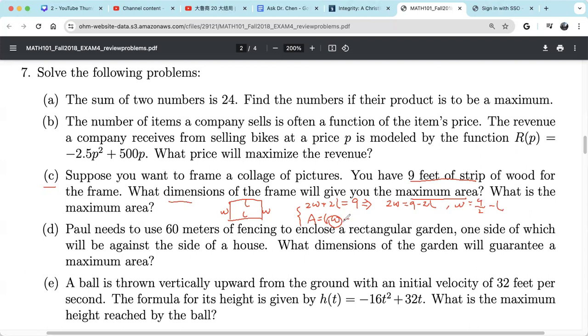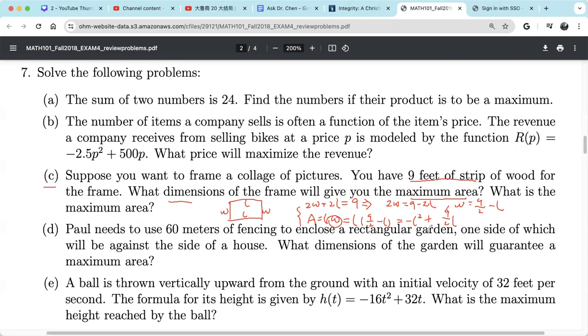We'll substitute into the second one. We see L times (9 over 2 minus L), that's W. W is 9 over 2 minus L. Now we multiply, we get 9 over 2 L, negative L times L, negative L squared, plus 9 over 2 L.